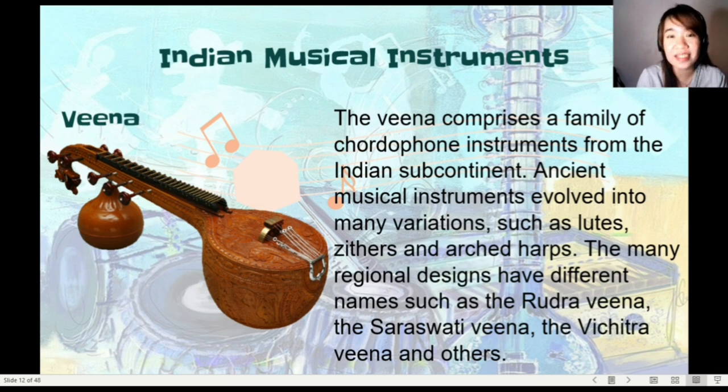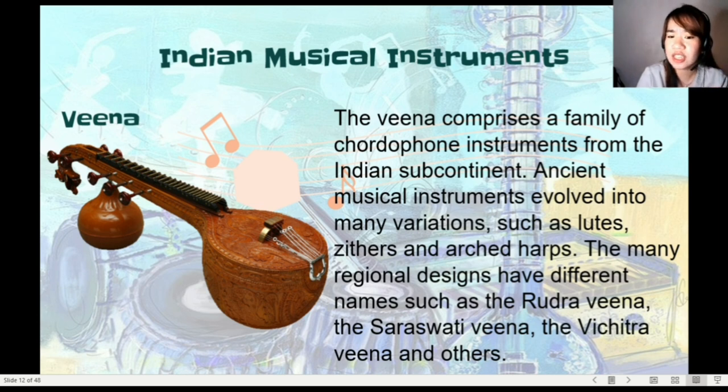Okay, chordophones means stringed instruments. Very good. Chordophones are types of instruments which produce sounds through the vibration of strings. Like guitars, violins, and veena, of course. The veena is an example of a chordophone.